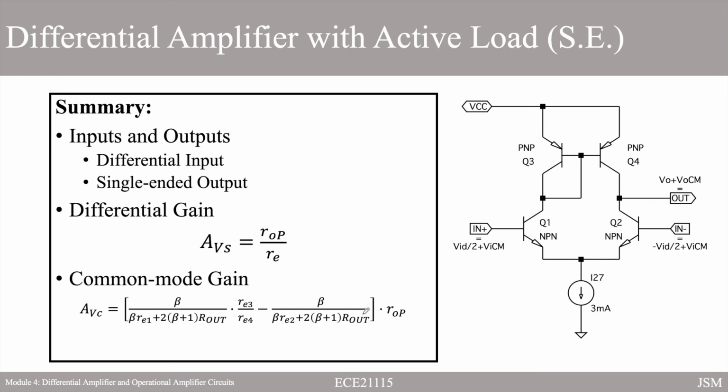So, to summarize, our differential amplifier with active load na single-ended has differential input and it has a single-ended output. Its differential voltage gain is the output resistance of the PNP over RE of the NPN. And the common mode voltage gain will be this one po. And its CMRR, ang expected value niyan, since this one is almost 0, makita natin si CMRR is mataas. Okay? So, ayan na po ang ating differential amplifiers.